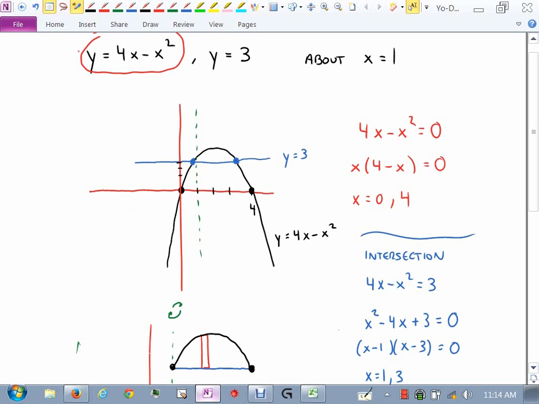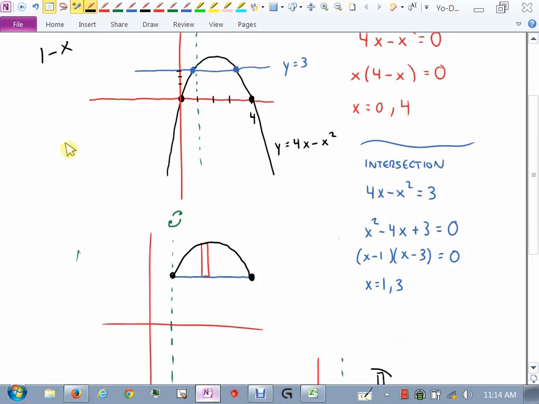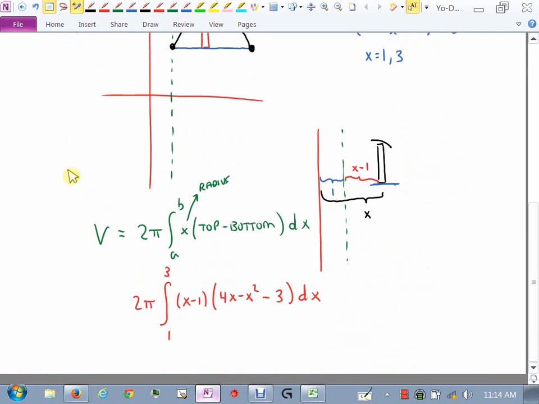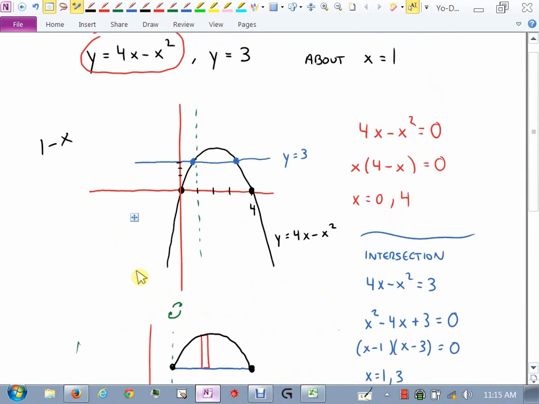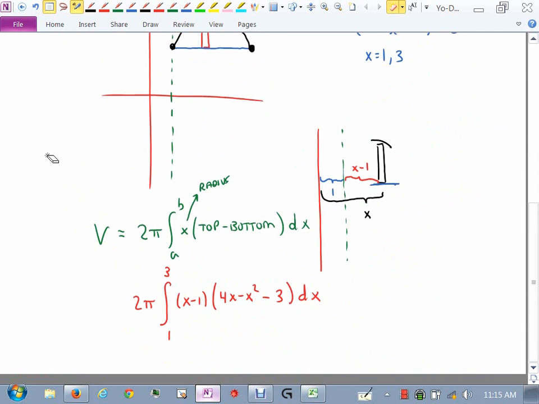If you had done 1 minus x, then when you plug in 1, you would get 0, right? But when you plug in 3, you get negative 2. And so that would change things. Okay, good question. And then you evaluate that and get the rest of it, right? Just distribute out.